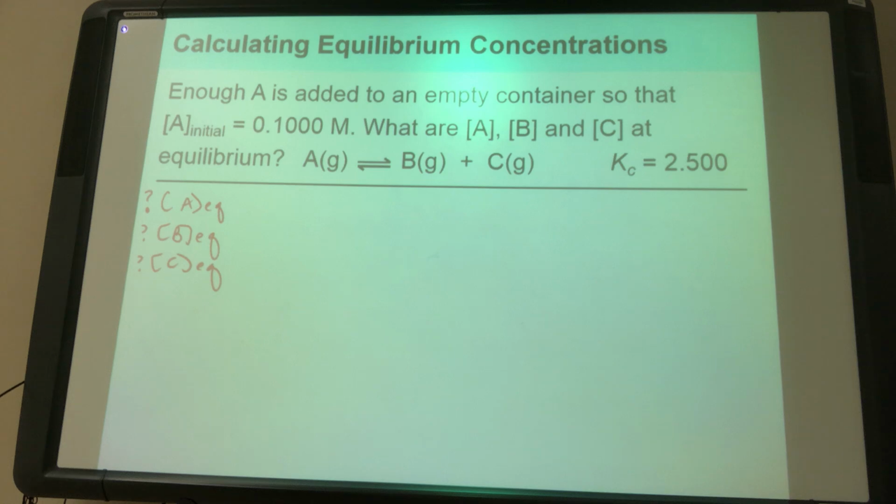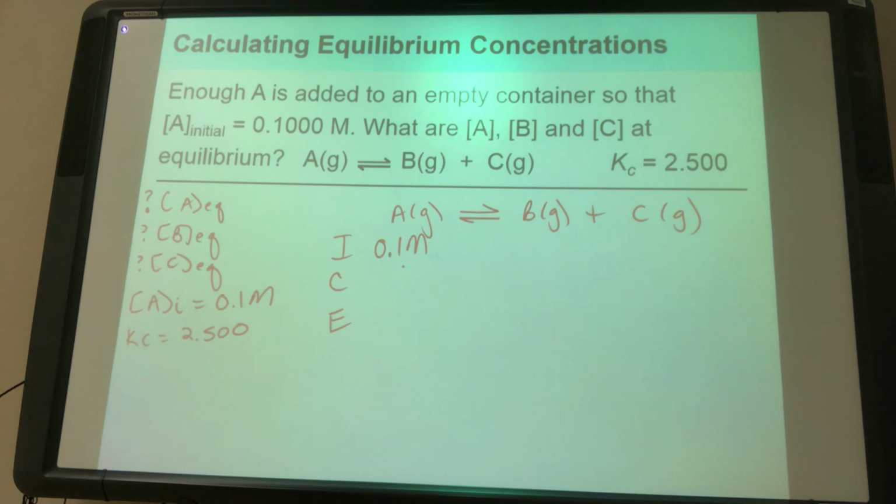All right, what did they give me? They gave me the initial concentration of A, and they gave me the Kc. So like I said, we have to do an ICE table. A is going to go to B plus C. ICE. What do I know initially? I know A's initial concentration, 0.1.